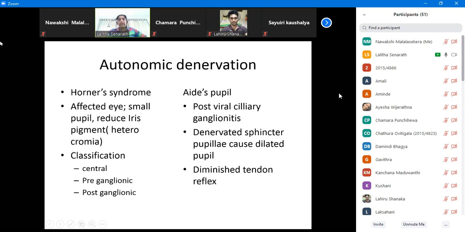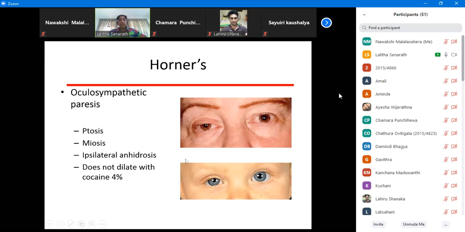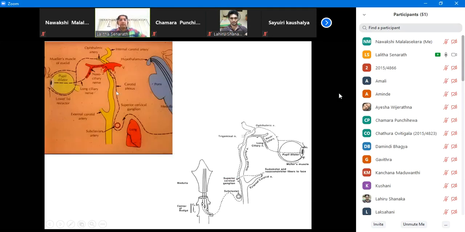Adie's pupil is a denervation of the parasympathetic. It's a post-viral infection of the ciliary ganglion that ultimately causes parasympathetic denervation. The sphincter pupillae, which is supplied by the parasympathetic, is denervated, and there are diminished tendon reflexes. These are the signs of Horner's: mild ptosis, miosis. This is a congenital Horner's. Mild ptosis, asymmetrical, and the pupil is asymmetrical. This is the pathway. I'm not going into detail because you are the anatomist, not me.